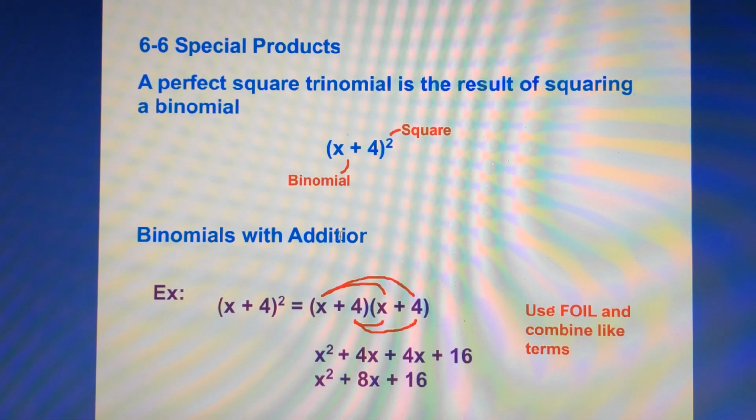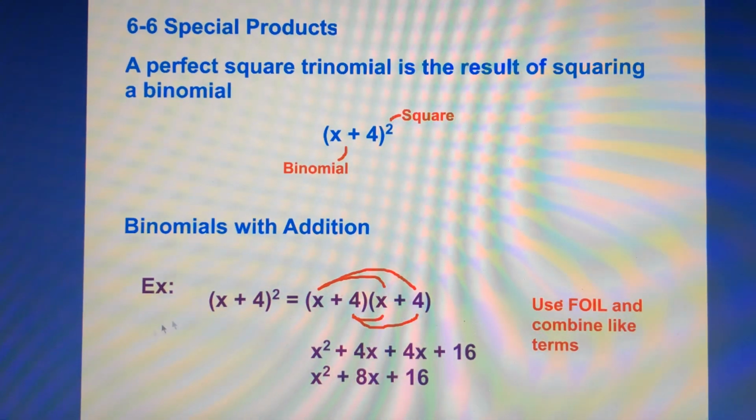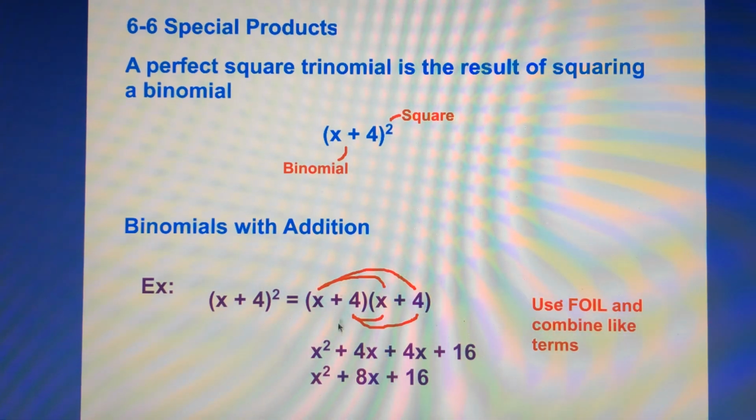Let's say we take binomials with addition. So inside our binomial, we have addition happening. I have x plus 4 squared. Guess what? This is the FOIL method. This is just x plus 4 times x plus 4. Use FOIL or use what I call double distribution.